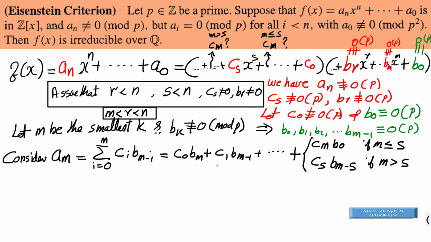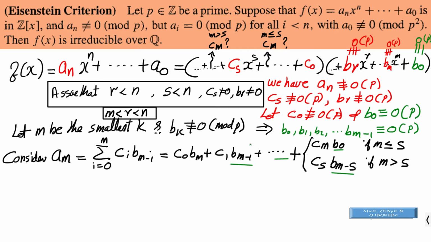Now let us look at the coefficients b0, b1, etc., bm minus 1 once again. We know that all these coefficients are congruent to 0 mod p, and you can see that these coefficients appear here also. That is, you can see that b0, which is already congruent to 0 mod p, bm minus s, or bm minus 1, up to bm minus 1, all are congruent to 0 mod p.